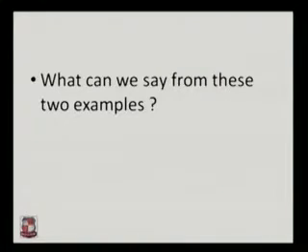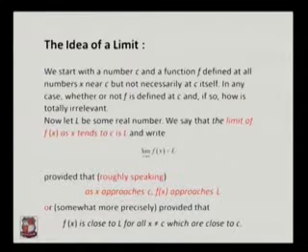So what can we say from these two types of examples? From these examples we can say something about the limit. What is the idea of the limit? If we start with a number c and a function f defined at all numbers x nearer to c, but not necessarily at c itself, then whether or not f is defined at c is totally irrelevant. Now let L be some real number.